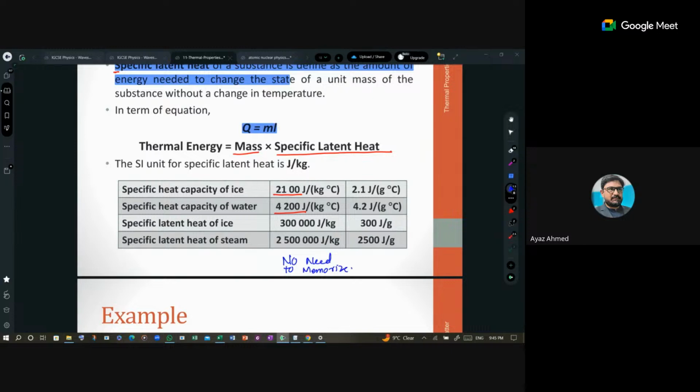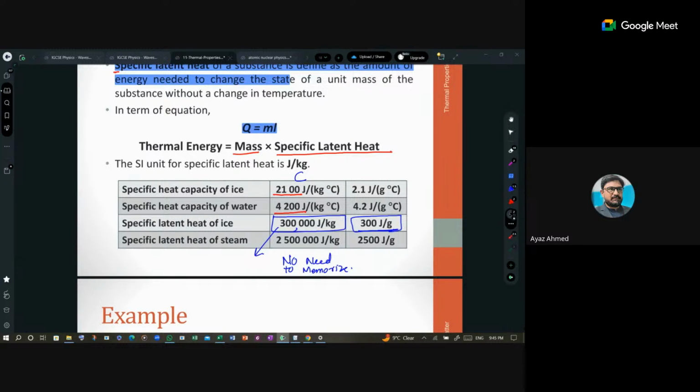Okay. So here, these are all C's. These are all L's. The latent heat of fusion of your ice is given over here. Latent heat of fusion is 300 joules per gram, that is 300,000 joules per kg. It means, this is very important to know, that if I want to melt 1 kg of ice, how much heat do I require? 300,000 joules.